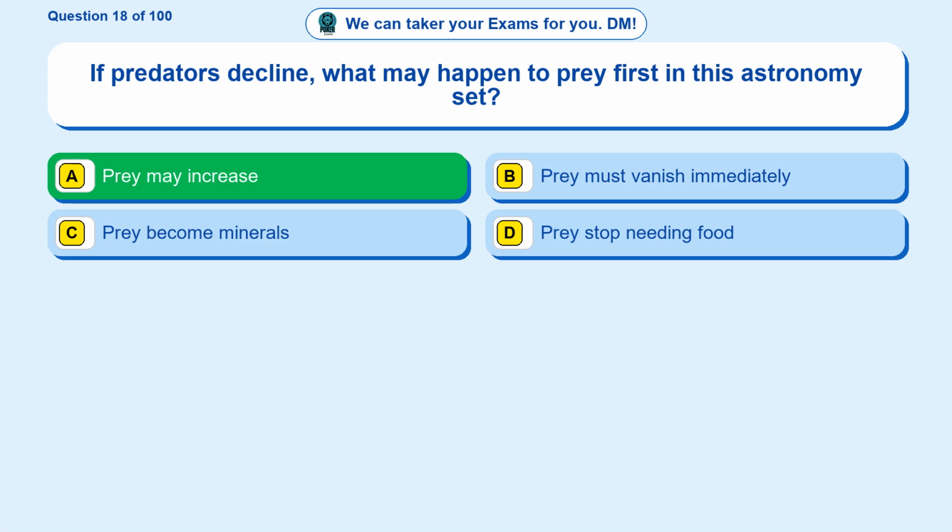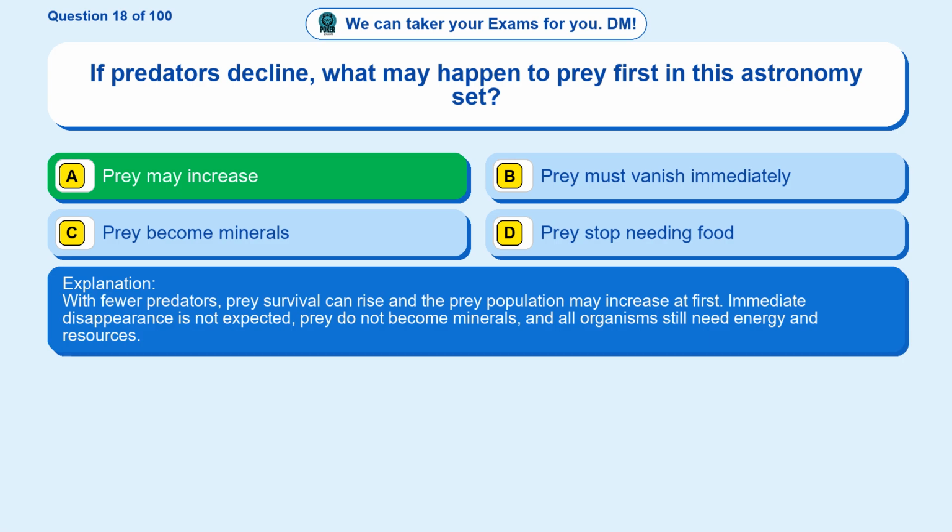The correct answer is option A. Prey may increase. With fewer predators, prey survival can rise and the prey population may increase at first. Immediate disappearance is not expected, prey do not become minerals, and all organisms still need energy and resources.